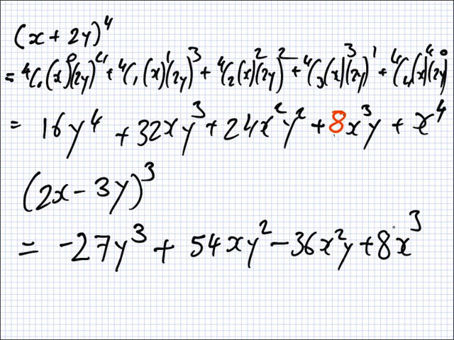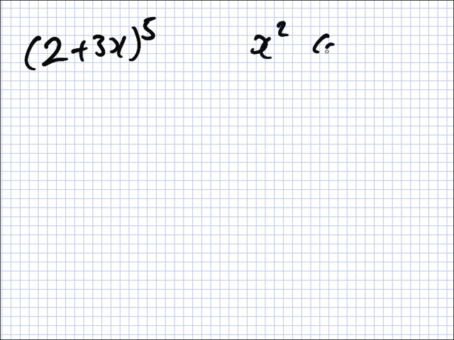Now, what's nice about this theorem is it actually lets you jump to any part of the expansion. Let me give you an example. So suppose I have something like, I don't know, (2 plus 3x) to the power 5. And I don't want you to expand the whole thing, okay? I might say, what is the x squared coefficient?